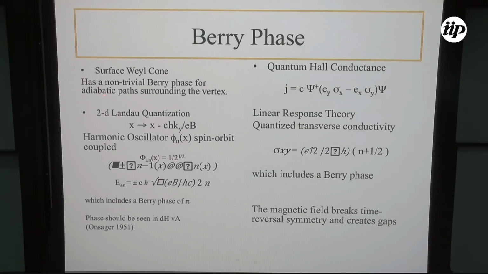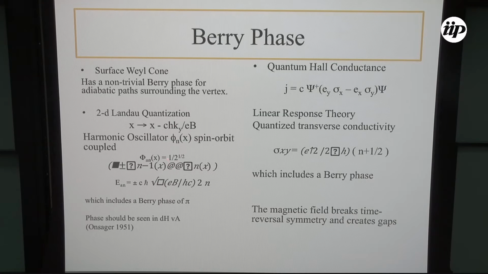It's topological, again, for a number of reasons, here 3 reasons. One, if you look at that surface Weyl cone and you look at an adiabatic path around the vertex of the cone in kx, ky space, you find a non-trivial Berry phase. Two, if you do Landau quantization, you introduce a magnetic field. Well, of course, that gaps the Weyl cone because you've broken time reversal invariance, but essentially you get harmonic oscillator type wave functions due to spin-orbit coupling.